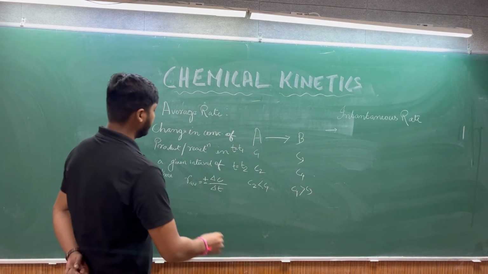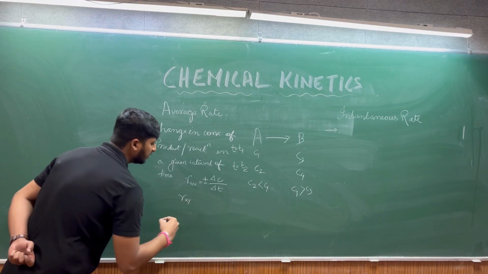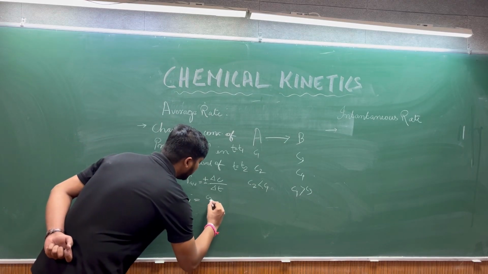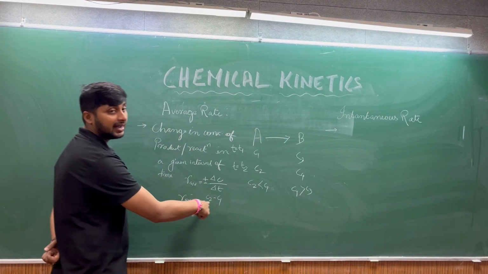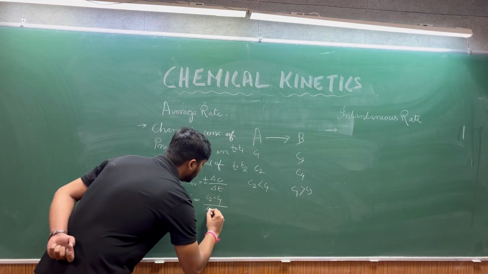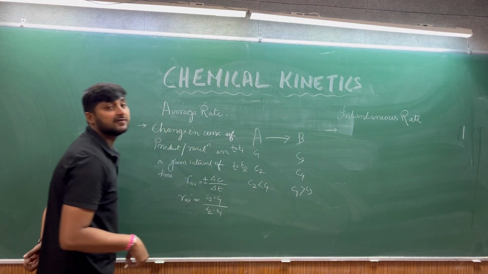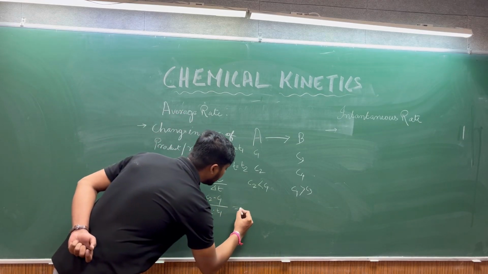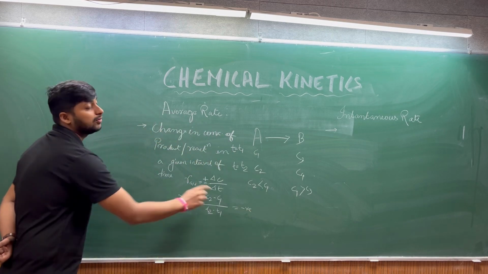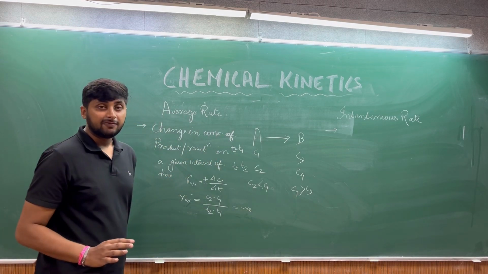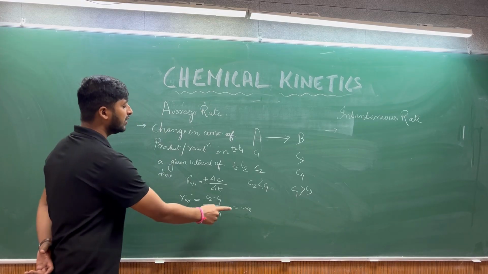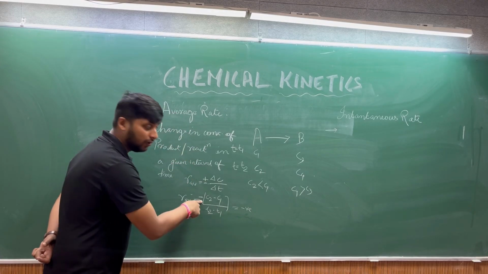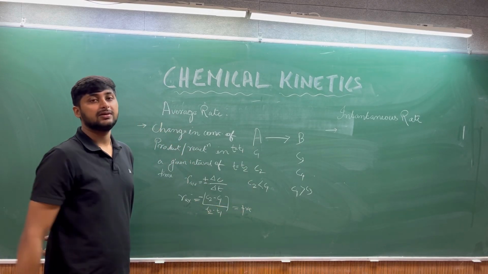Now, average rate, R average, considering the reactant, will be C2 minus C1, that is final concentration minus initial concentration, divided by t2 minus t1, that is the time interval. Now, C2 is smaller than C1. That means we will get the average rate to be negative. Now this is the problem. Can a rate be negative? No, right? Therefore, we have to use a negative sign before it. So if we use a negative sign before, then this rate of the reaction ultimately becomes positive.